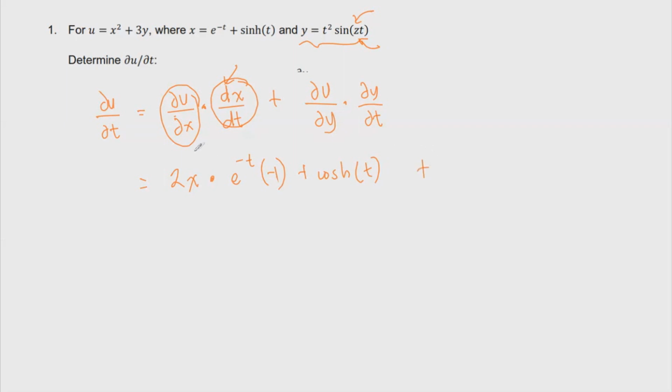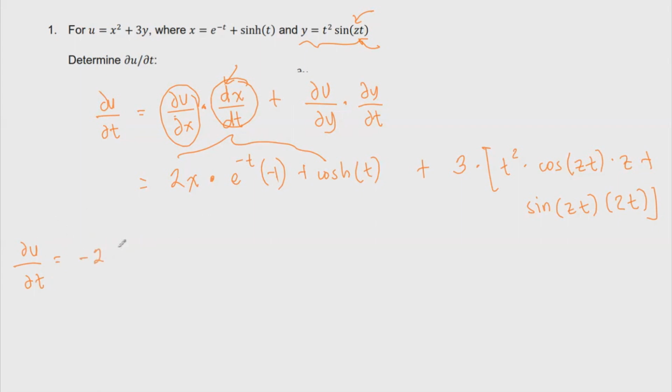And then we add, so this one is for the first term. Then for the second term, we have partial u over partial y. So we have 3, and then we multiply this with the partial y over partial t. So that's actually the product rule. So we have here t squared times the derivative of sine of zt. So that's cosine of zt, and then times z, and then plus we have sine of zt, and then the derivative of t squared is actually 2t.